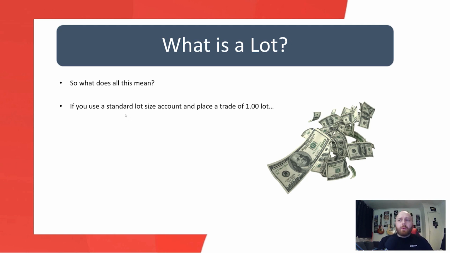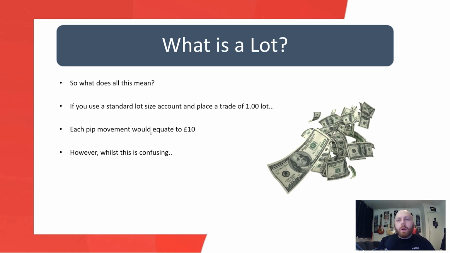So let's just have an example with a standard lot. If you use a standard lot size account and you place a trade of 1 lot, what's that going to mean? Well, because 1 lot equals 100,000 units, each pip movement would actually equate to £10. That's quite a lot. Think about when we did a small move and it was 61 pips. Well, if you did a one lot on that, then that's going to be £61.